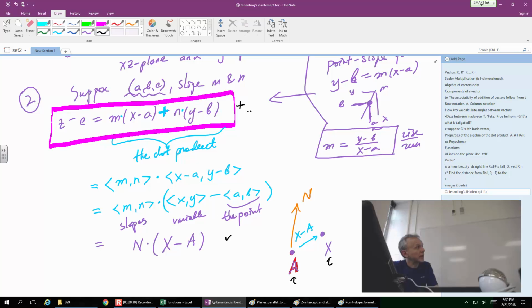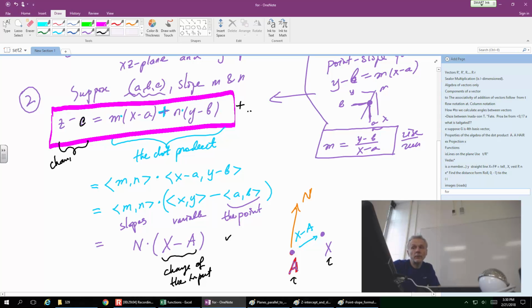And then we do the dot product with the vector of slopes n, and that indicates how far z changes from its reference point. Its reference point is c. So this is the change of the input, right? a is the reference point, and we change from a to x, so the change is x minus a. And this is the change of output.